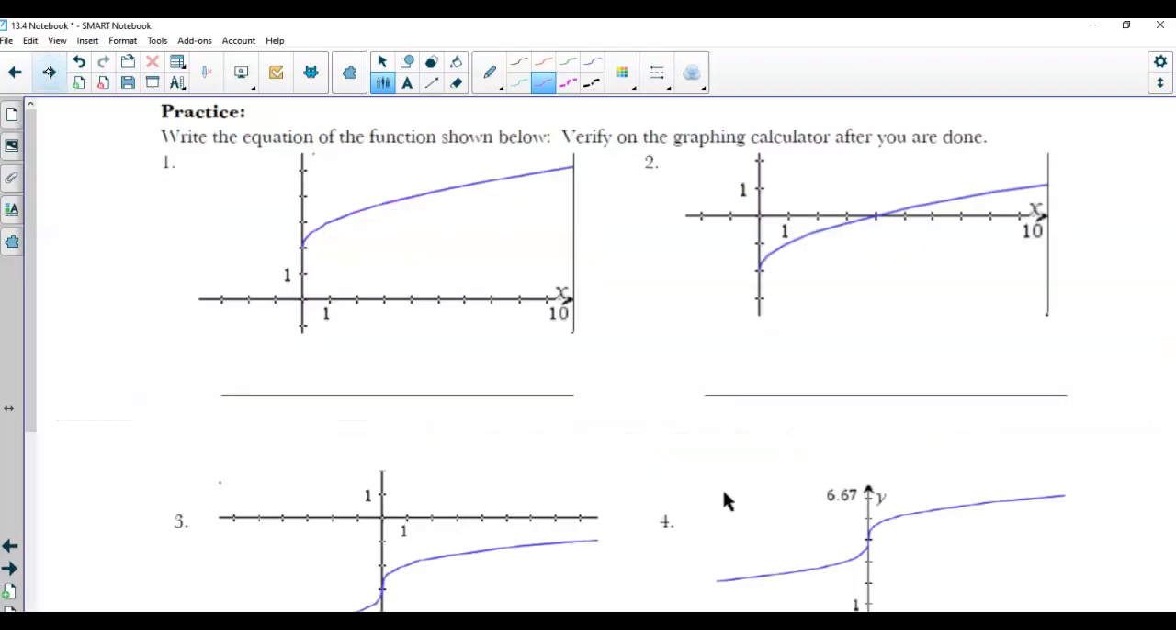Well, let's write a few equations here. Well, this is starting here at +2. It's a hook.